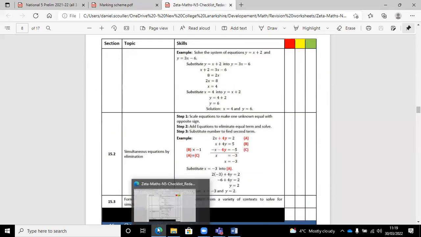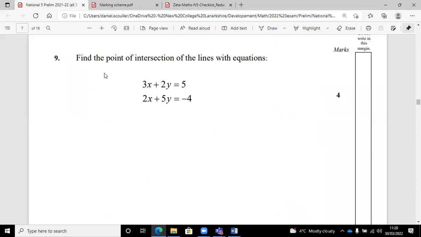Or they could do it as we've been given here. Okay, find the point of intersection with the lines in the equations. What you've been given is two straight line equations essentially. If we were to draw these as a graph, these two lines would intersect each other. We're looking for the point of intersection, when both their x's are equal to the same and both their y's are equal to the same. So we're doing simultaneous equations to find our missing x and missing y.